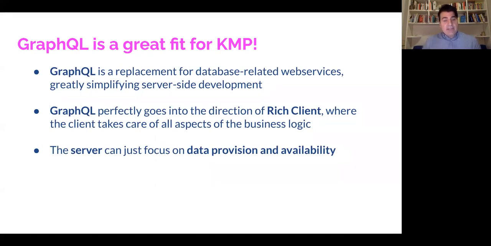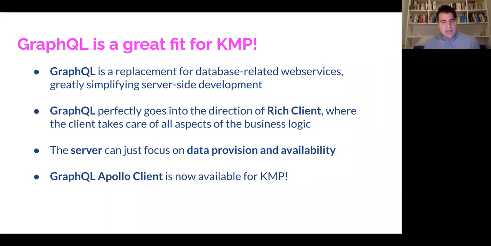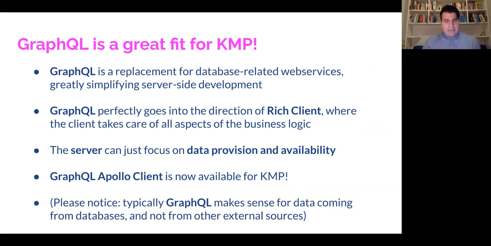And so in this way, the server can just focus on data provision and availability and not at all on business logic. And actually, we have a GraphQL client available for KMP, which is the GraphQL Apollo client. But it's very important to notice that typically GraphQL makes sense only for data coming from databases, not from other types of web services that take data maybe from real time or from external sources.